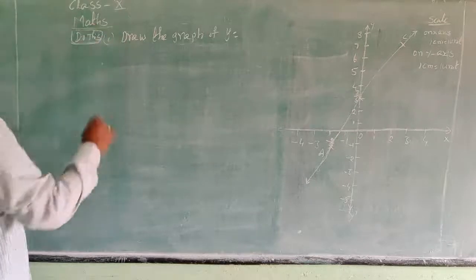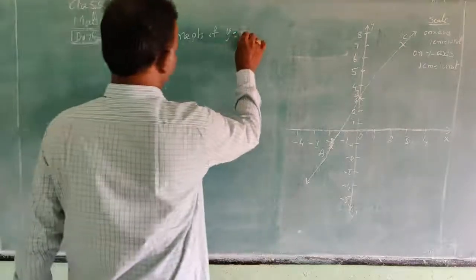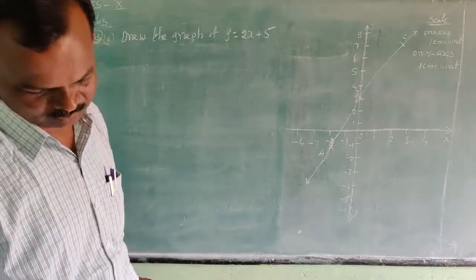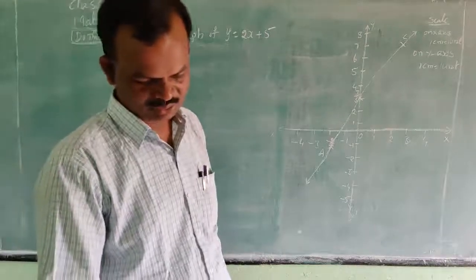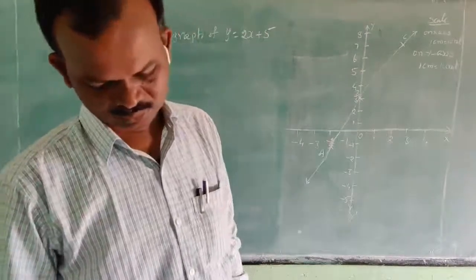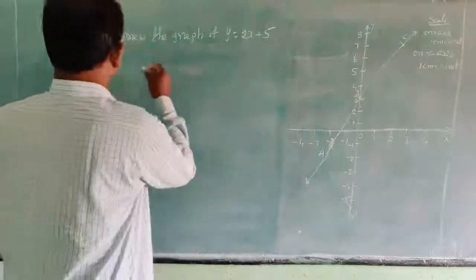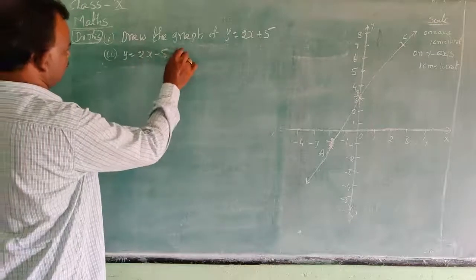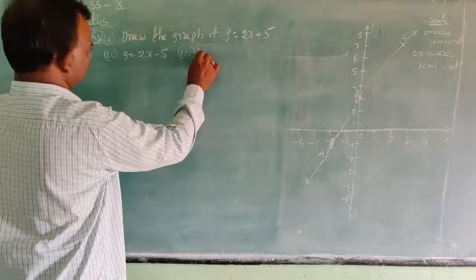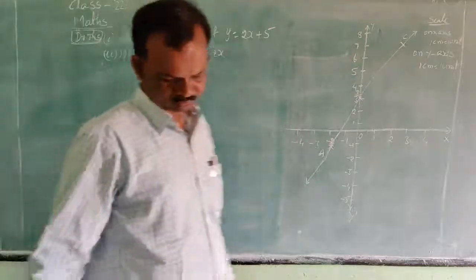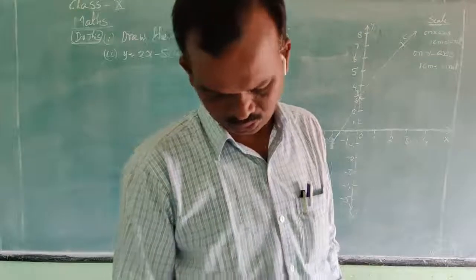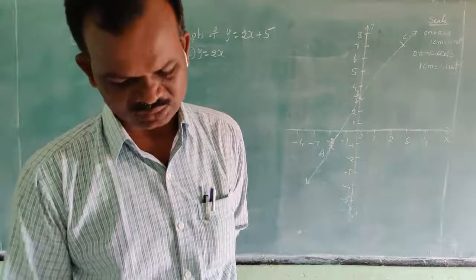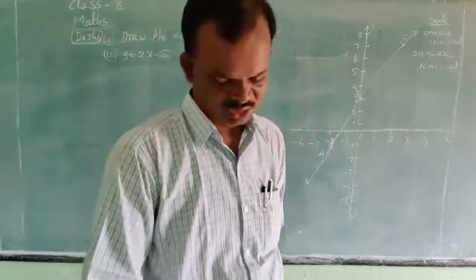Do this, first one. Draw the graph of y is equal to 2x plus 5. Second one is y is equal to 2x minus 5. And third one is y is equal to 2x, and find the point of intersection on x-axis.